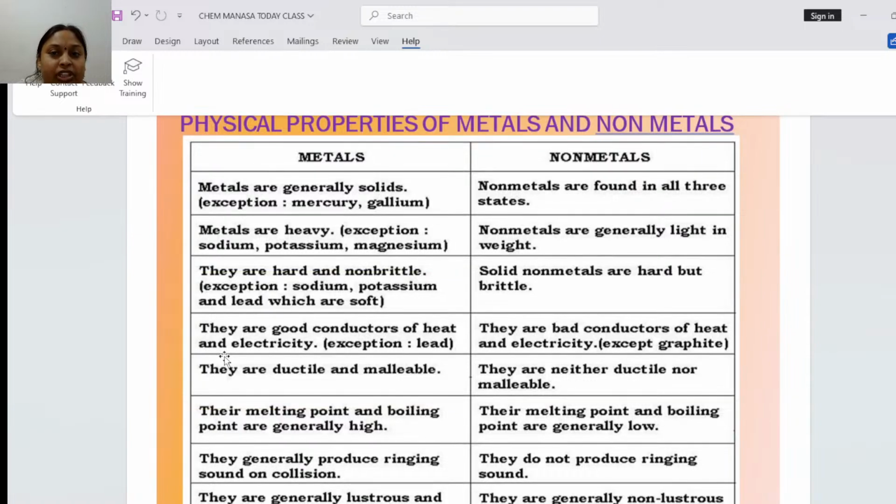How can we distinguish metals and non-metals by physical properties? Metals generally exist in the solid form. But there is an exception: mercury, which we use in thermometers, is in the liquid state.